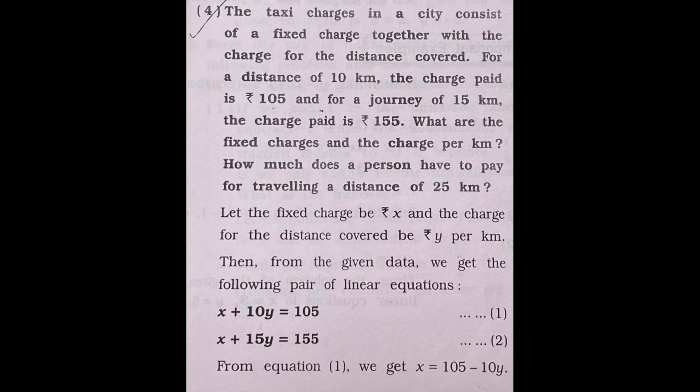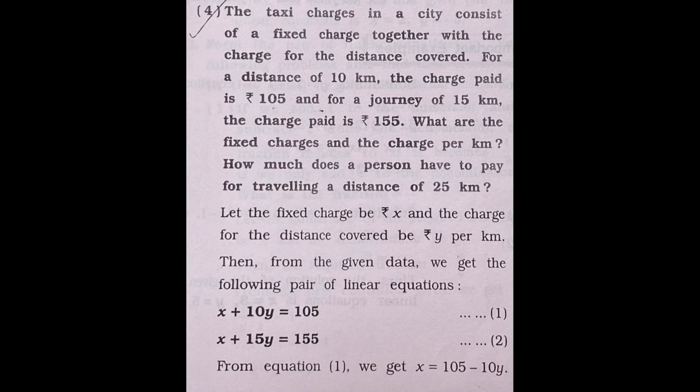Next question. The taxi charges in a city consist of a fixed charge together with a charge for the distance covered. For a distance of 10 km, the charge paid is rupees 105, and for a journey of 15 km, the charge paid is rupees 155. What are the fixed charges and the charge per kilometer? How much does a person have to pay for traveling a distance of 25 km?